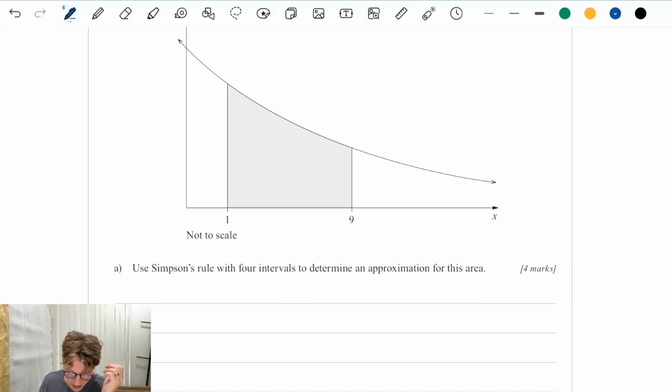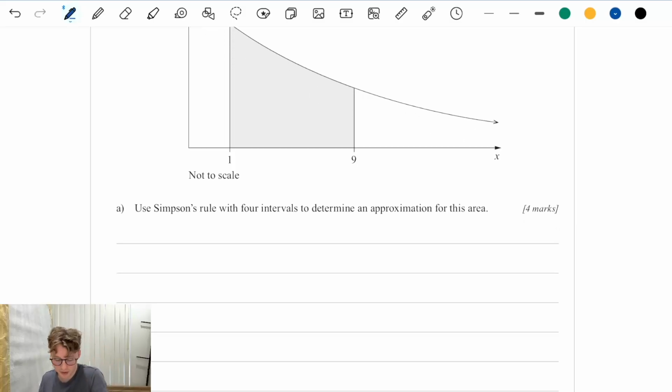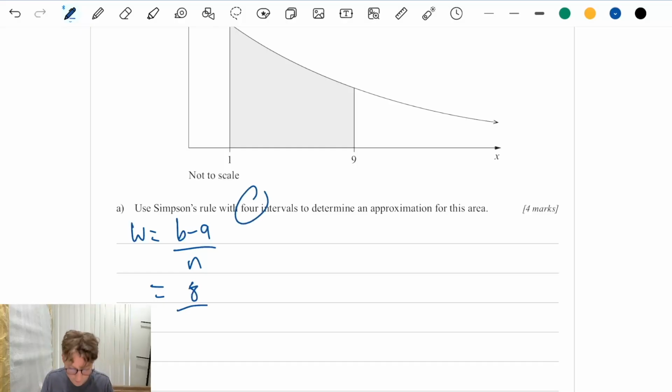For all our Simpson's rule questions, we want to start by finding the width, so we're going to start by finding w. w is normally equal to (b - a) / n. My upper bound is 9, lower bound is 1. That gives me 8 divided by 4, which gives a value for w of 2. I did talk a little quick for that, but hopefully that all made sense. It's just part of the formula, plugging numbers in.